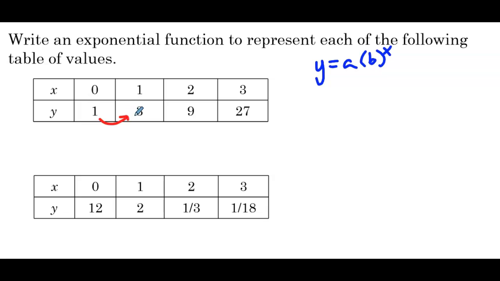So what do we have to multiply to get from 1 to 3? That would be times 3. What about, I'll use an x instead of a dot, from 3 to 9? Times 3. What about from 9 to 27?